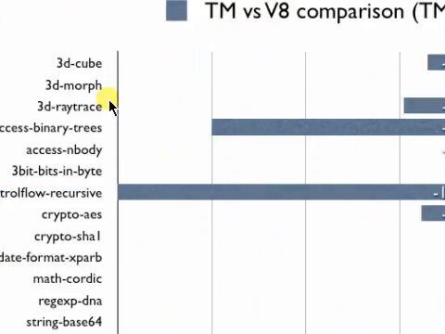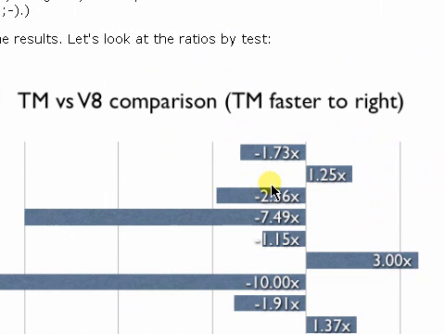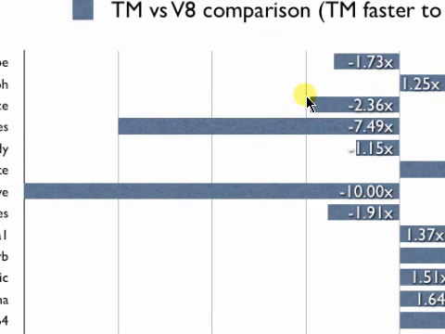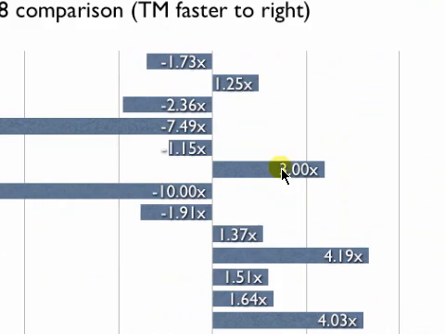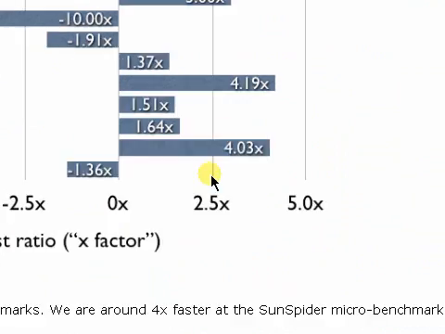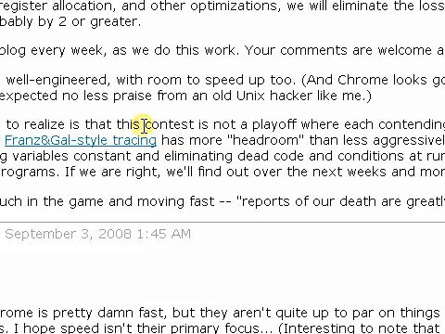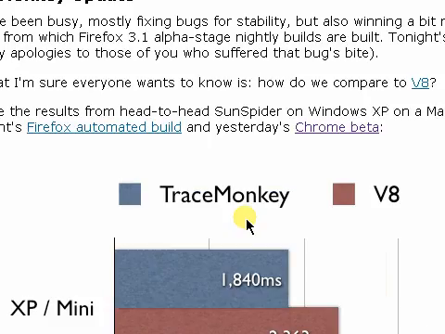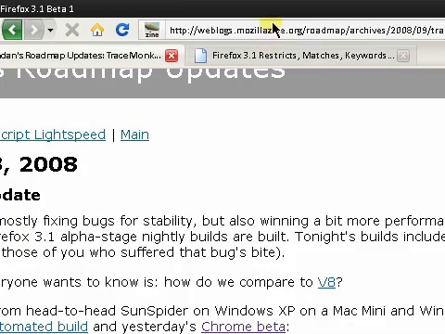So here's 3D Cube. It has a whole bunch of tests, and here's the X factor, as they call it, the SunSpider test ratio, left to right. Faster is to the right. So TraceMonkey is doing a much better job loading this stuff. And this article goes in depth too. I'll put this in the video description. So TraceMonkey is going to increase loading for JavaScript much faster. It's a whole new engine.